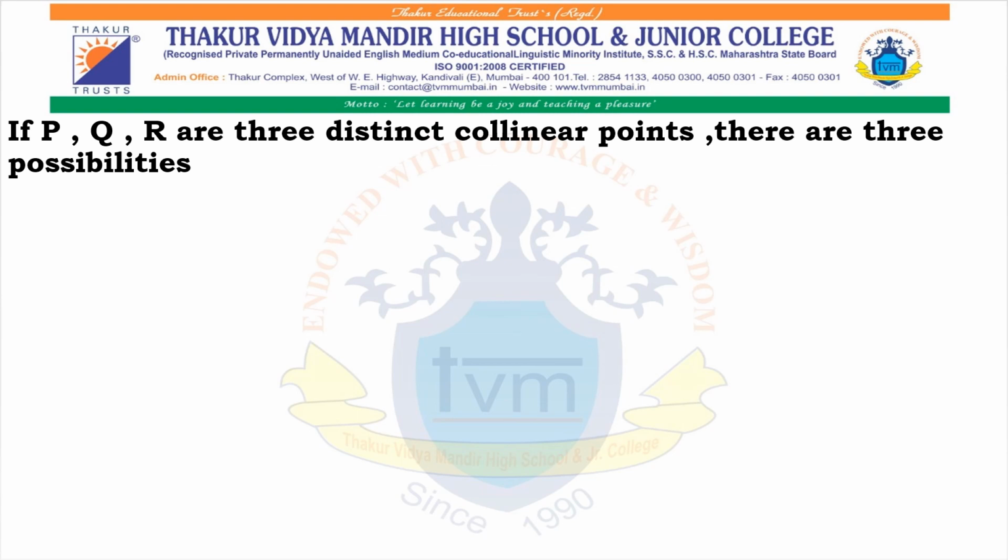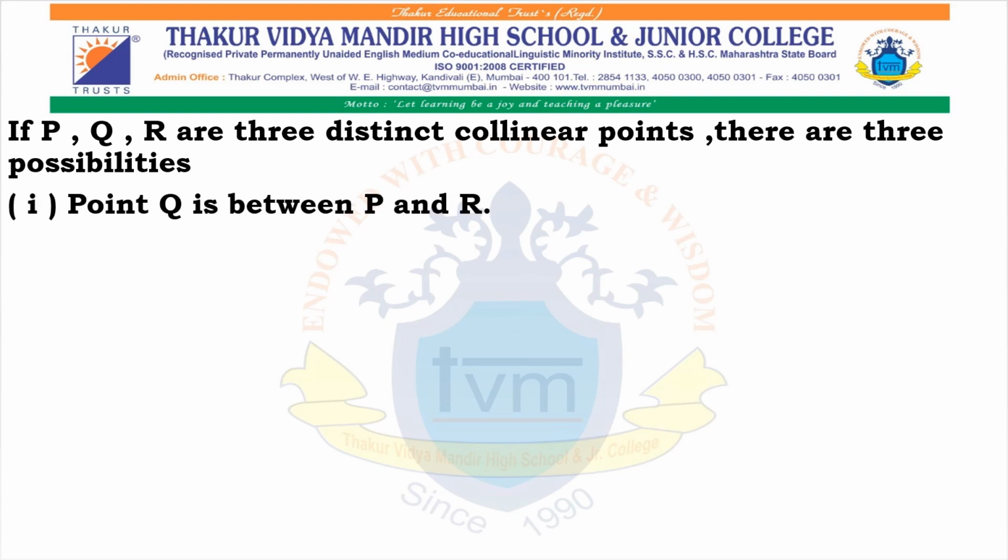If P, Q, R are three distinct collinear points, there are three possibilities. Here we have three points P, Q and R. They are collinear points, which means they fall on the same line. But here we don't know the position of all three points. Q may lie between P and R, or R may lie between P and Q, or P may lie between Q and R. So here we have three possibilities.